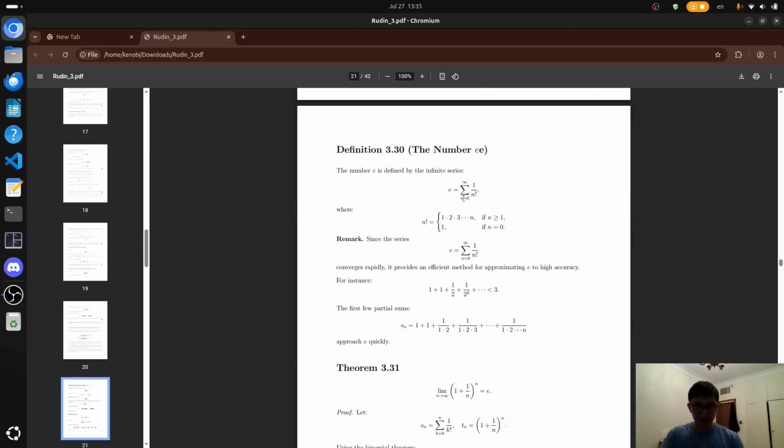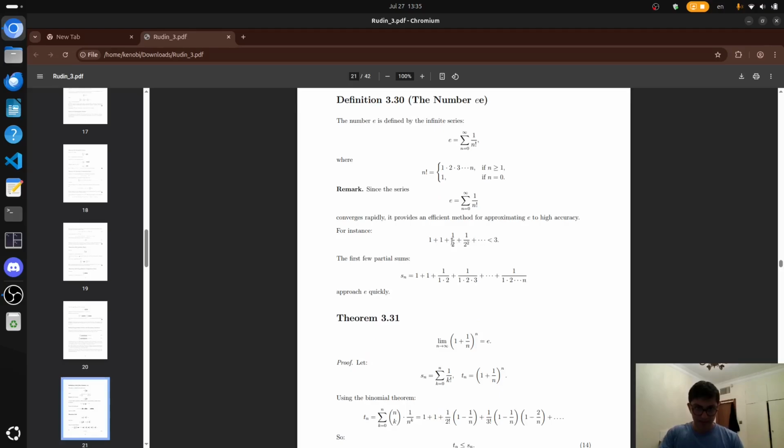And now we have the number e, which is e equals the sum from n equals 0 to infinity of 1 over n factorial. And we know that it's less than 3. Why? Because we know this expression is less than e, right? And we know 1/2 plus 1/2 squared, etc., is going to eventually become 1. So 1 plus 1 plus 1 is going to be eventually 3. So this thing over here is going to be less than 3. And we're going to show how quickly it approaches e later.